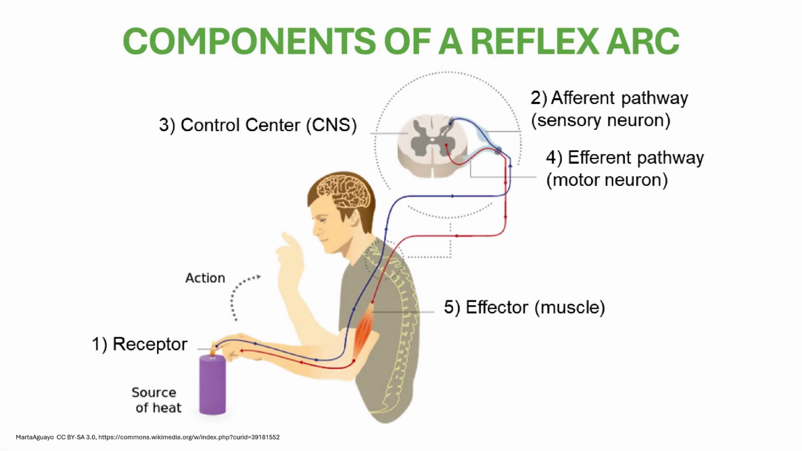An important concept we need to discuss is the reflex arc. Reflexes are rapid, predictable responses to specific stimuli, like pulling your hand away from a hot surface. They don't require conscious thought. A reflex arc has five key components: a receptor, which detects the stimulus; an afferent sensory neuron, which sends that information into the CNS; a control center in the CNS, usually the spinal cord or brain, that processes the information and forms a response; an efferent motor neuron, which carries the command out of the CNS. Finally, an effector, a muscle or gland that produces the actual response.